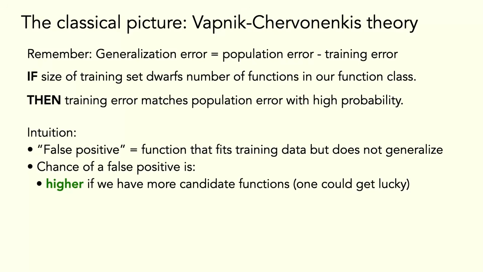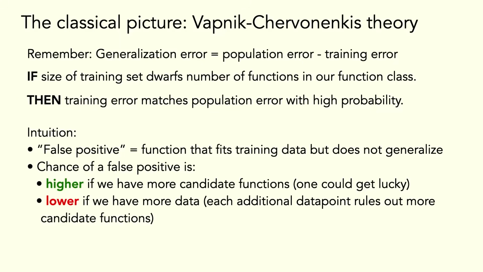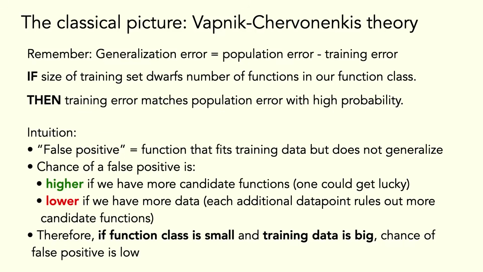So that's the intuition. And then it should be lower if I have more data points, because every additional data point rules out certain candidate functions from being able to fit the data, right? Every new data point is a new constraint, and it says there are fewer functions in my hypothesis space, in my function class, that can fit the data. Okay, so therefore, if the function class is small and the training data is big, the chance of a false positive, of just getting lucky, is low, and therefore I have a higher chance that I really found a solution that generalizes. That's kind of the rough argument, and you can make this mathematically precise.